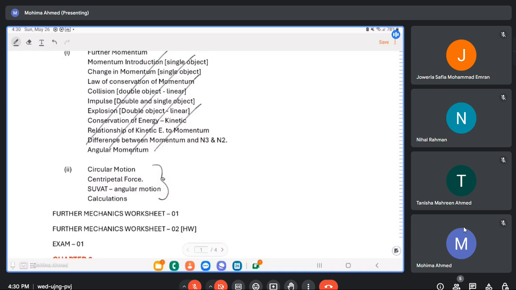And then after every chapter, we're going to solve two worksheets. The first one will contain 20 to 25 questions. This is the worksheet that we will do in class. I'll complete all these questions in class, and the second worksheet will be homework. You are supposed to solve this as homework and then submit a PDF in our Google Classroom.